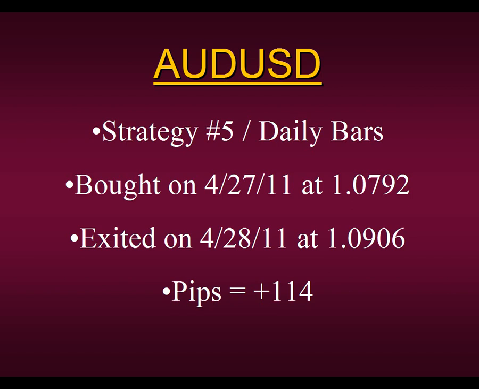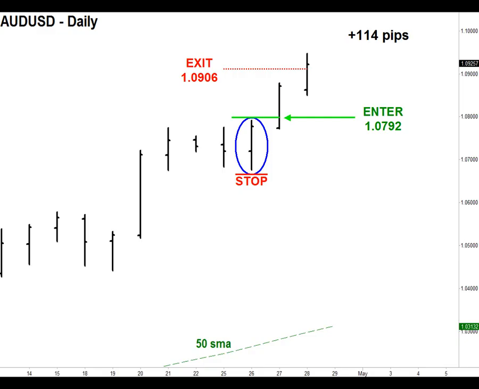All right? Now, here's the trade. As you can see, circled in blue is the 26th. That's the night that the signal was issued, and we told our members to purchase it on the next day if we traded 1 pip above the high of the signal bar, all right, which is right here at 1.0792.